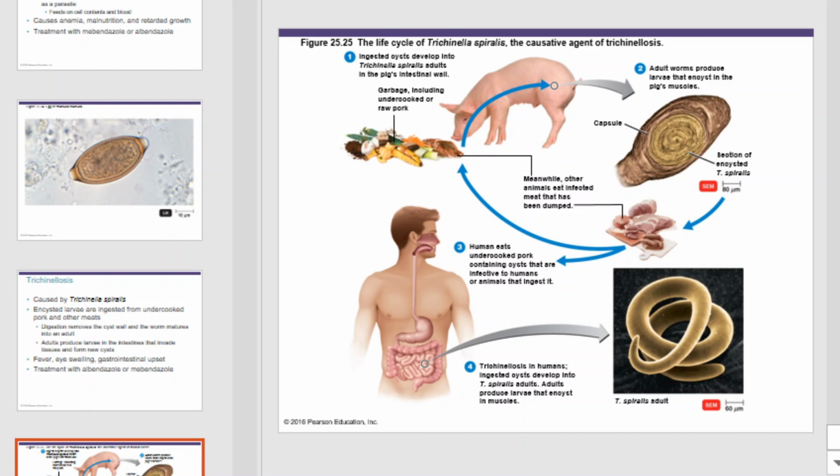This concludes our coverage of microbial diseases of the digestive system.